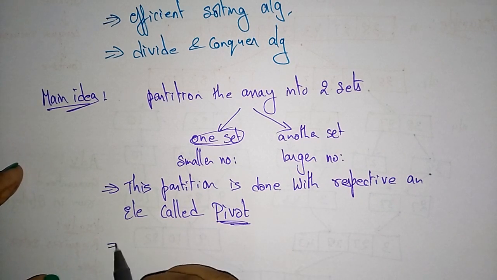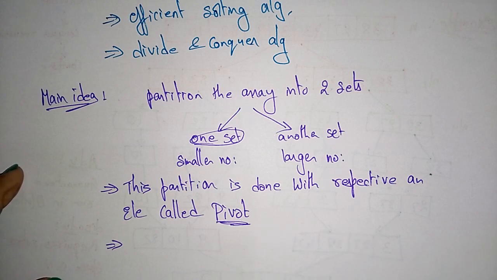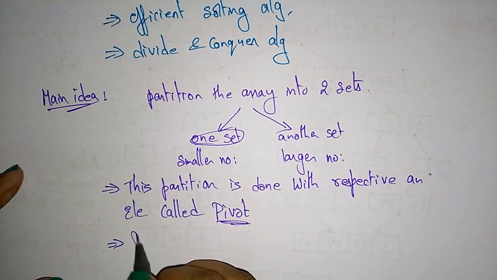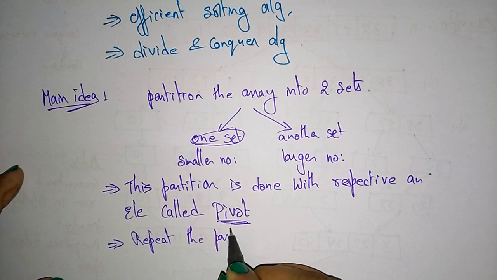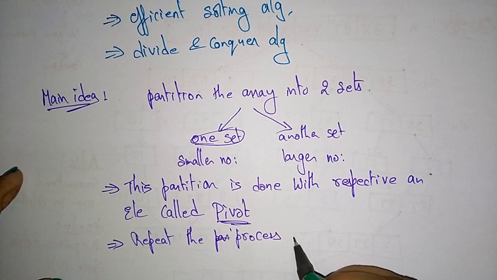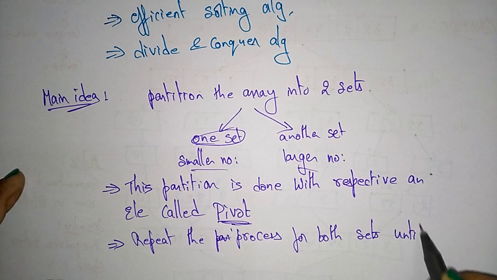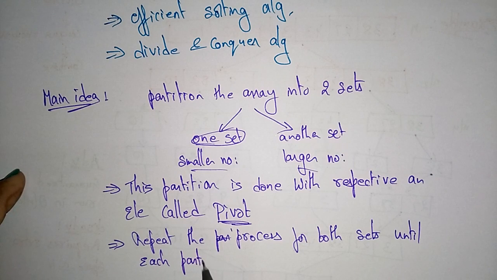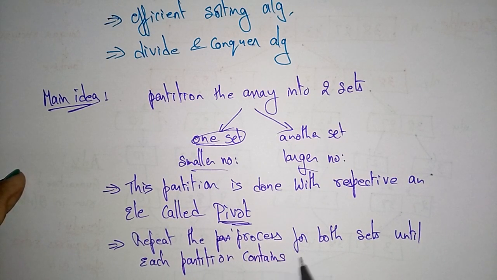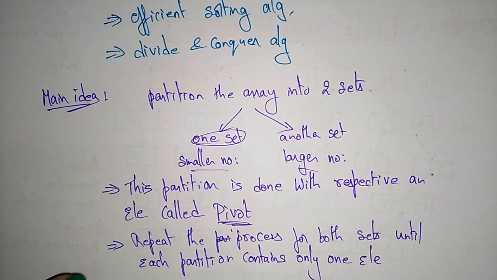After selecting the pivot element, you have to repeat the process for both sets, the smaller one and the larger one, until each partition contains only one element. So until it reaches one element, you have to repeat the process. I'll explain with an example: how can I make one element a pivot element, how can I select the smaller numbers and the larger numbers, and how can I repeat the process for all the sets until it reaches one element?